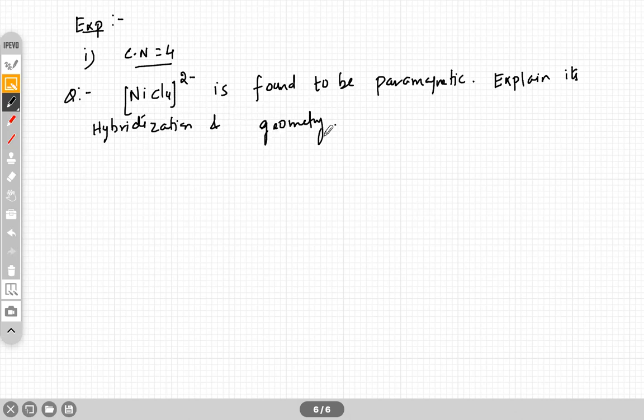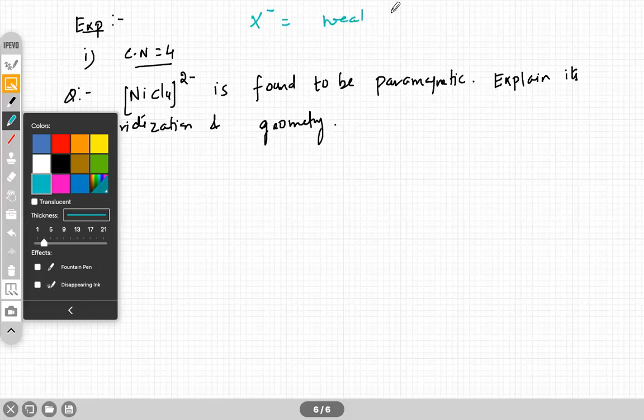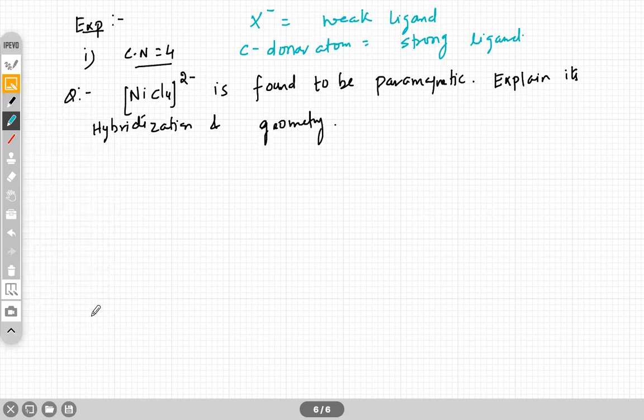Now, for your information, all halide ions are weak ligands. X minus are weak ligands. Must remember this. And generally, strong ligands are those in which carbon is the donor atom. If carbon is the donor atom, then the ligand is said to be a strong ligand in general. These two things you must keep in mind, but once you solve some questions, you'll understand which ligand is strong and which ligand is weak. Got it?